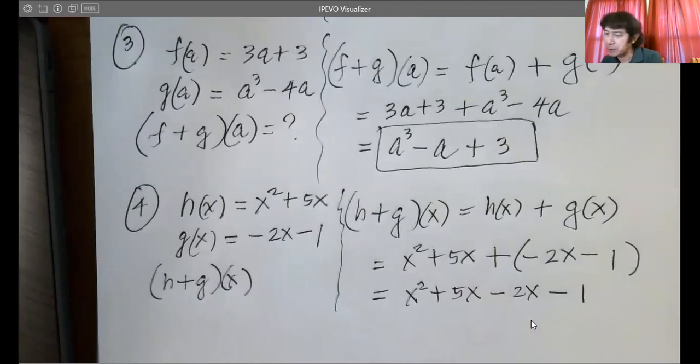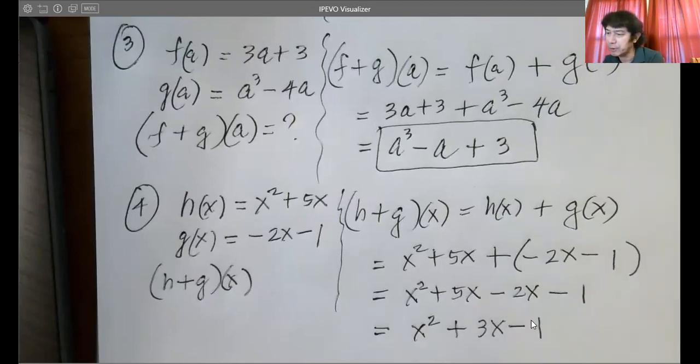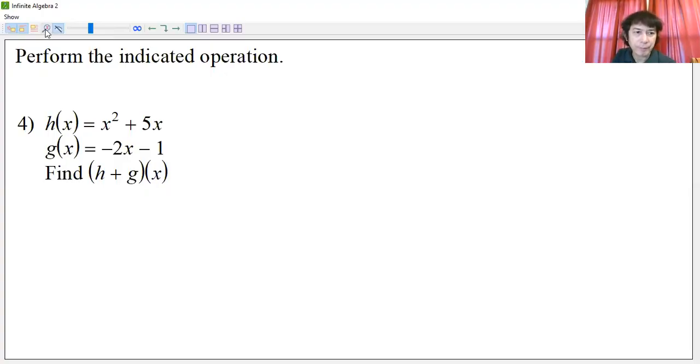And so we shall combine like terms. Our final answer must be x squared and followed by 3x minus 1. The 5x and the minus 2x is a positive 3x. And so we have the answer x squared plus 3x minus 1. There, x squared plus 3x minus 1 is our answer. Okay, we were able to check it out by the red mark over there, red answers. All right, so that would be for number 4.